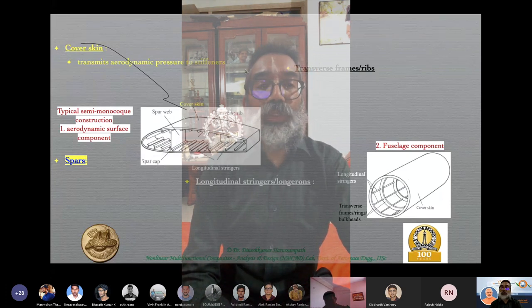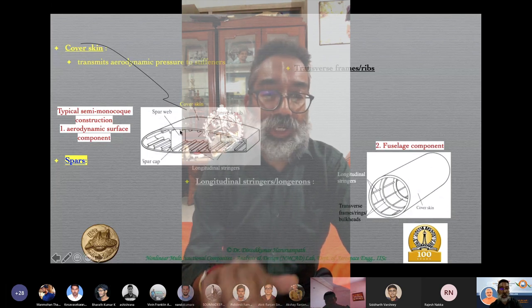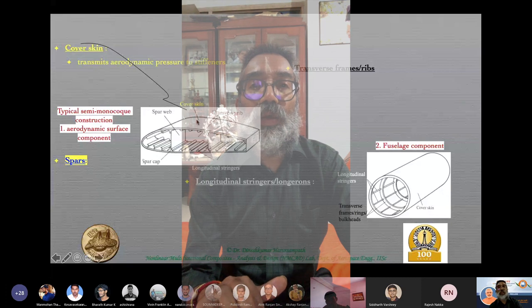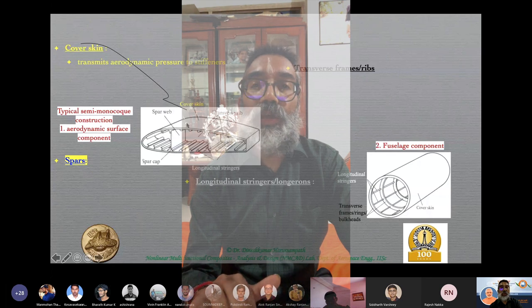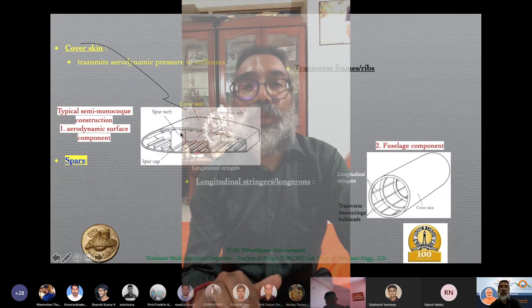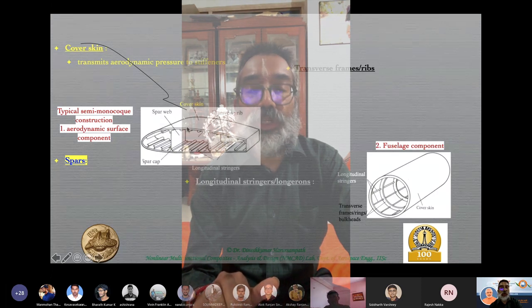So coming back to the cover skin, the first function is that it transmits that external environment load, be it a pressure or a shear, to the stiffeners which are attached to it. You can see that, for example, these stringers are now attached to the skin. This attachment could be done in one of many different ways. Three common ways: let's say it is riveted. Usually if both are metallic structures, let's say the skin is an aluminium alloy and the stringer is also an aluminium alloy, they could be separately manufactured and then riveted to each other.